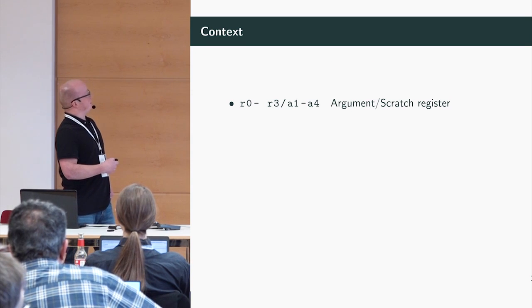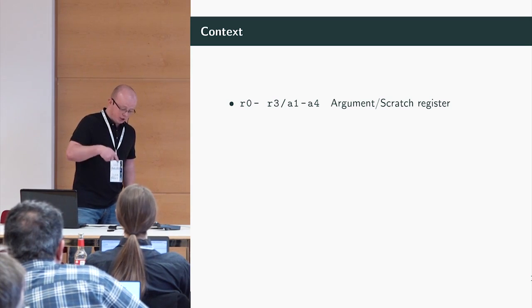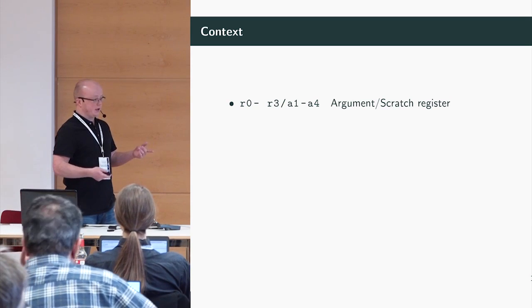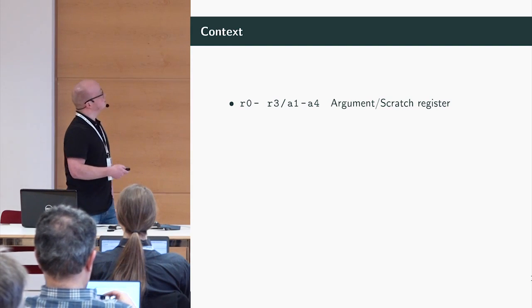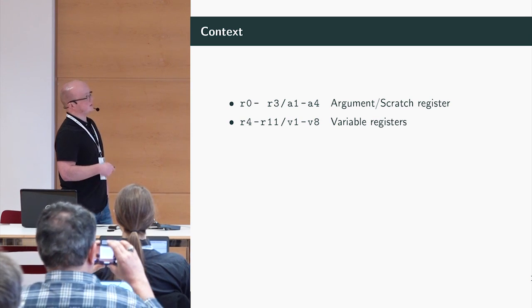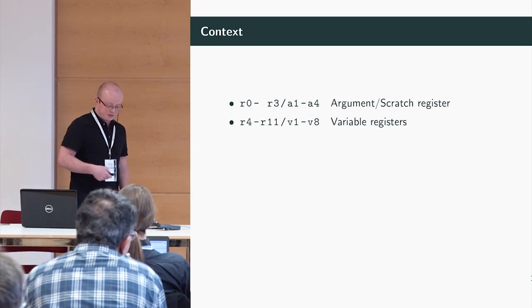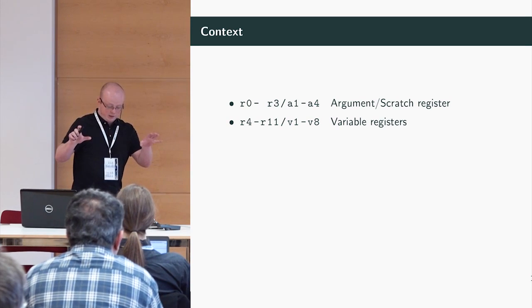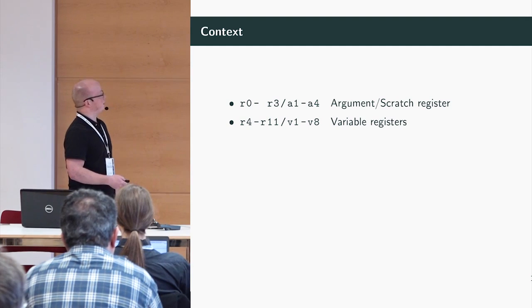To summarize, we have the argument registers. Now, since we model our context switch as a function call, we can just ignore them. We use them, but we don't need to take them into account as a part of the context. We do need to do that with the variable registers, because we need to keep them at the same place when we jump from one context to the other.